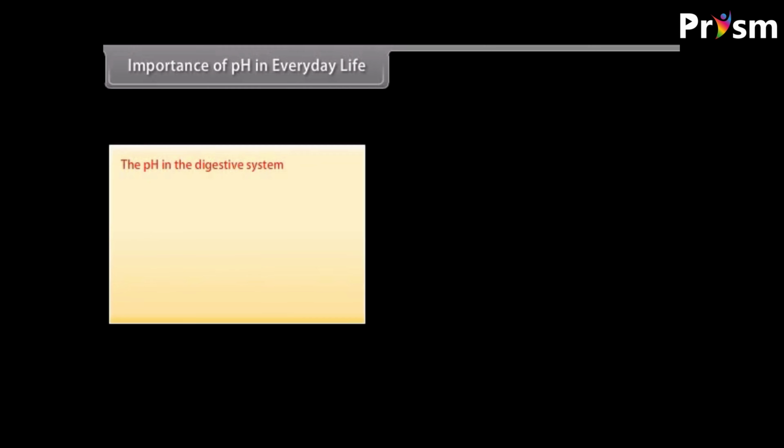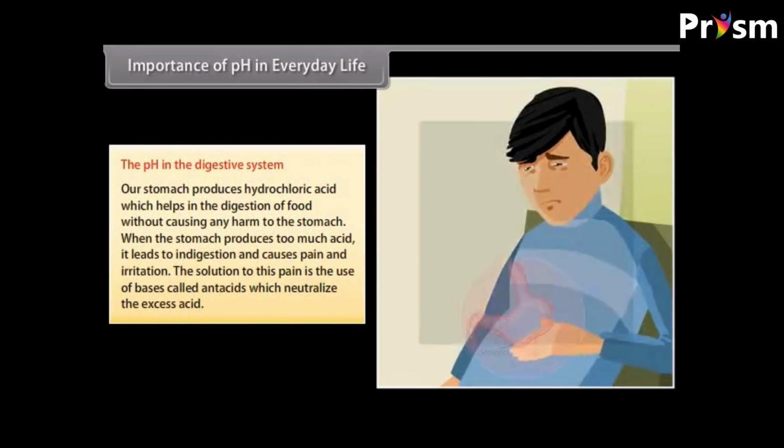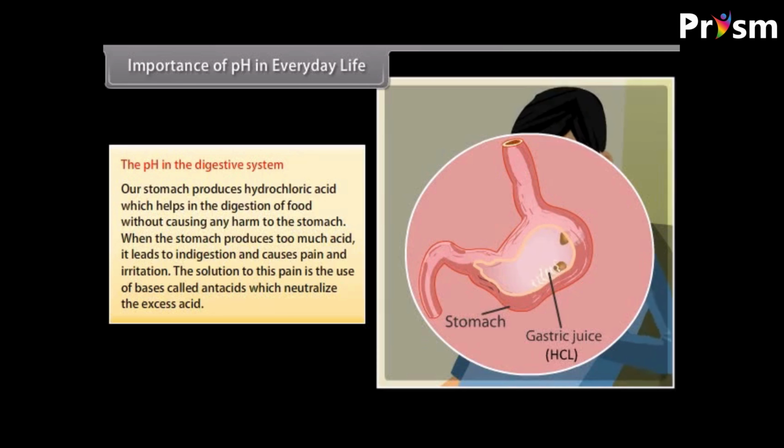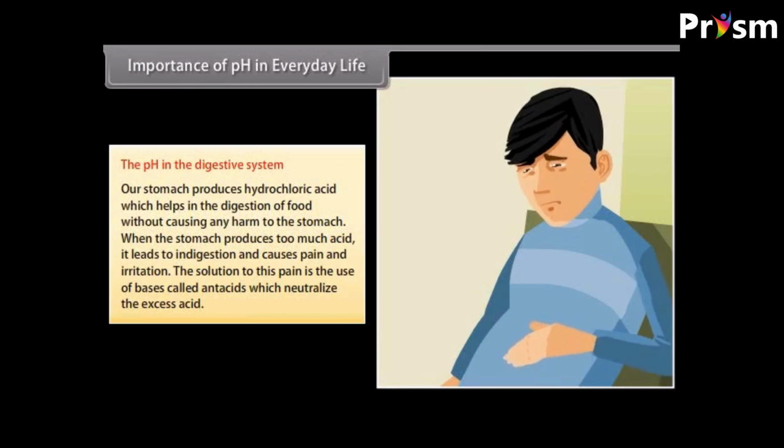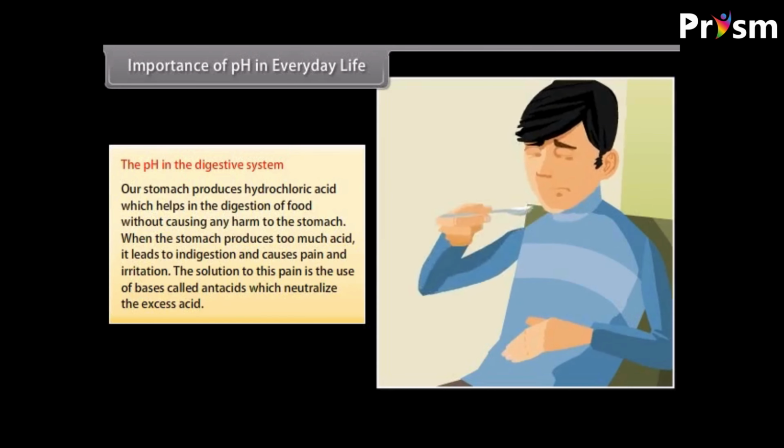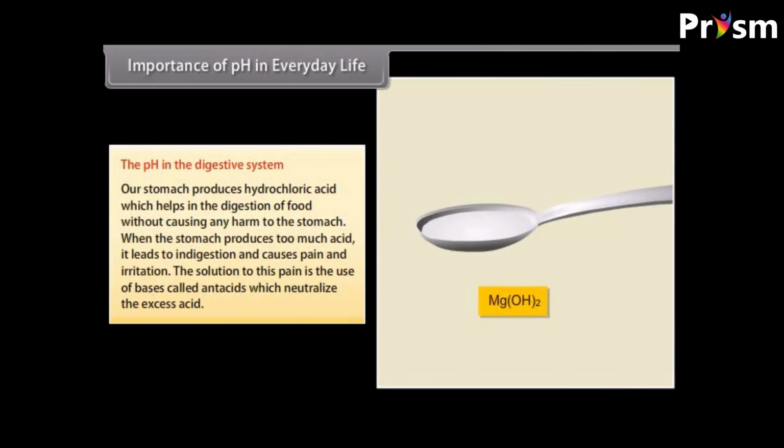The pH in the digestive system. Our stomach produces hydrochloric acid, which helps in the digestion of food without causing any harm to the stomach. When the stomach produces too much acid, it leads to indigestion and causes pain and irritation. The solution to this pain is the use of bases called antacids, which neutralize the excess acid.